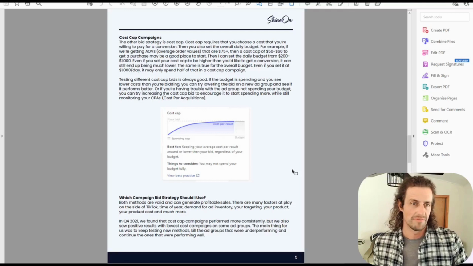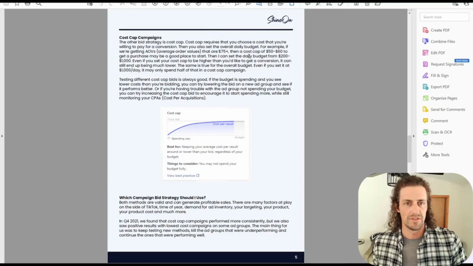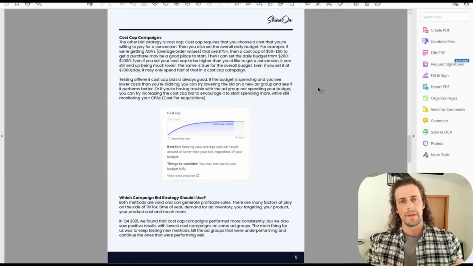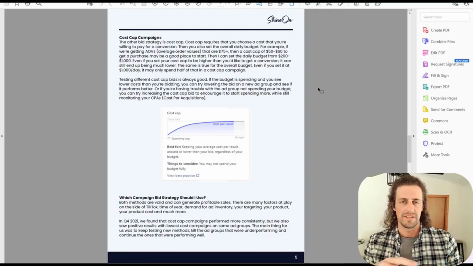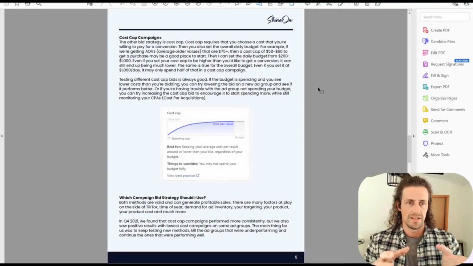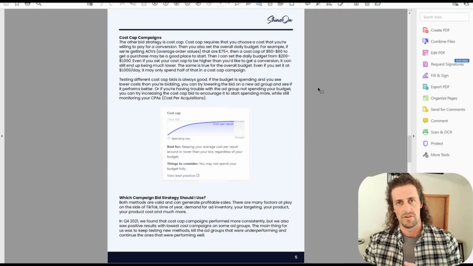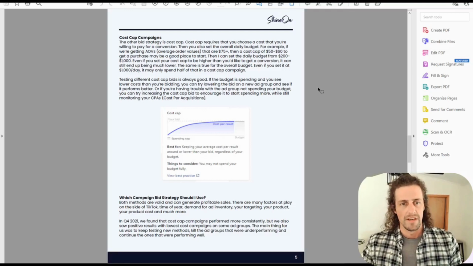So cost cap campaigns. Cost cap, similar to cost cap with Facebook, is that you basically set a budget. So let's say $1,000 a day, and then you tell TikTok, this is the cost that I want to spend for a conversion. So if it's a $50 product, I might say cost cap $50, and TikTok is going to be trying to get me a conversion at that rate.